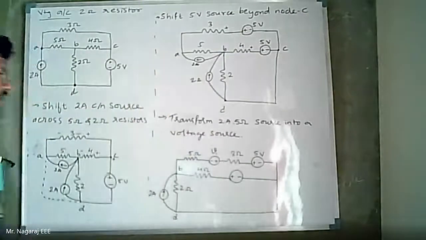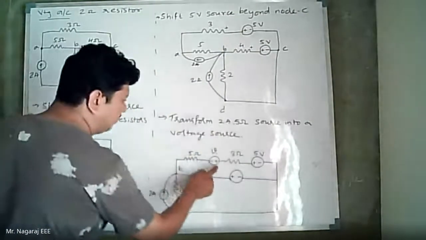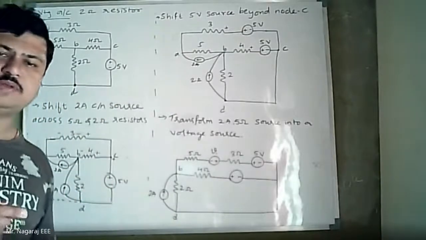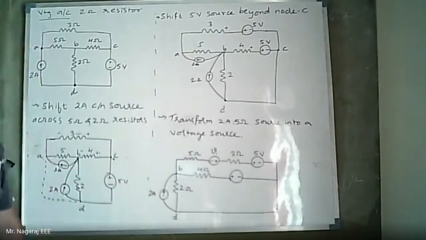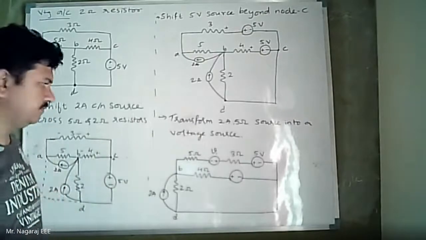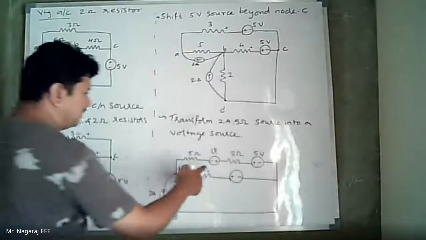Now this is the reduced circuit. Observe here the direction of the sources. Once transformed from the previous one, it is very important that it should not get altered. That should not get changed. Now observe the direction.